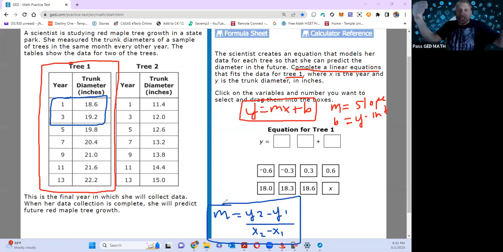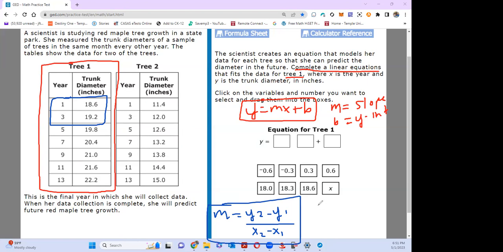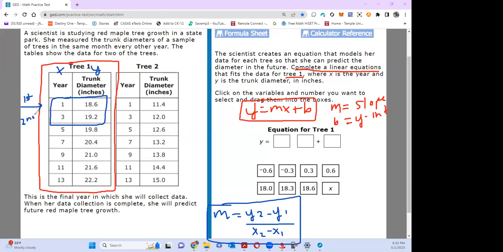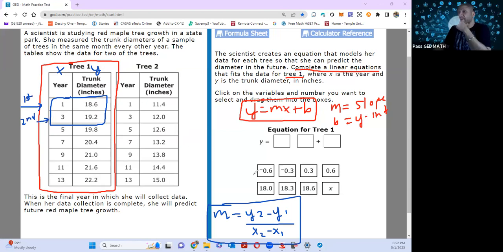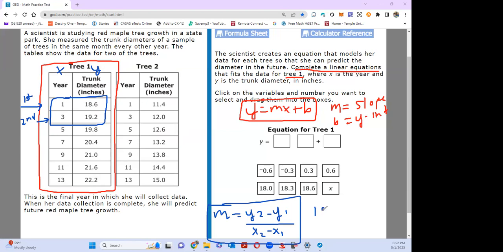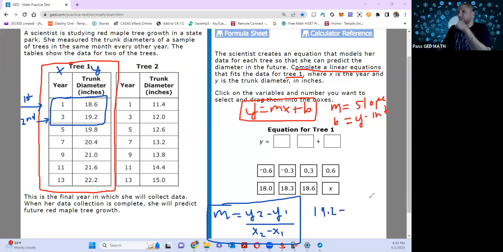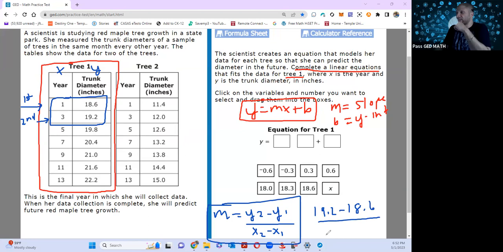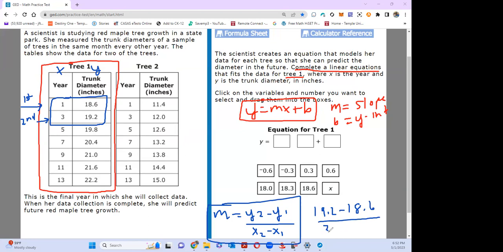Okay, well, they gave me a list of points in the table. So y2 is what? 18.6. So if this is my first point, 18.6, and 19.2 is my second point, what's y2 going to be? 19.2 minus what's y1? 18.6. What is x2? 3. Minus 1. Gonna be minus, and what's x1? 1.